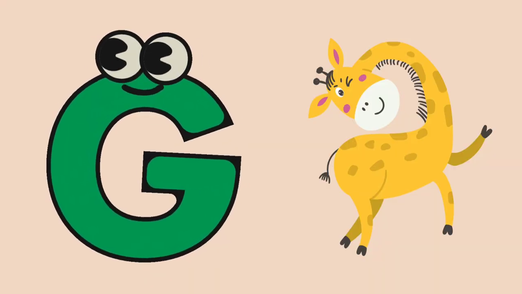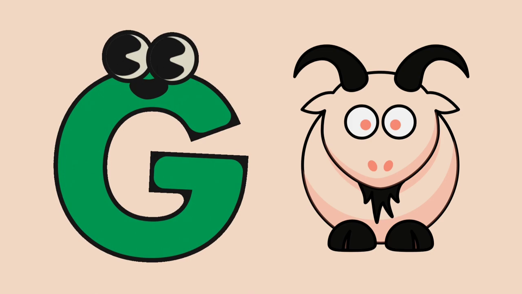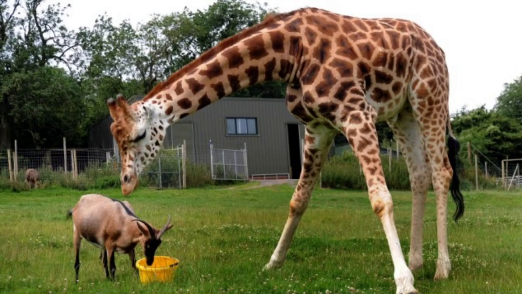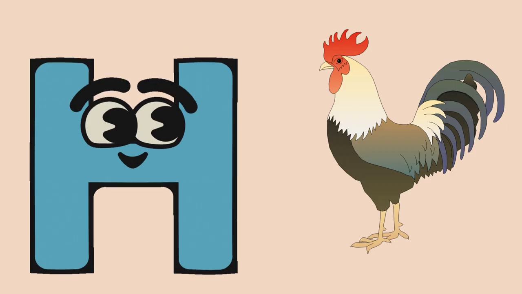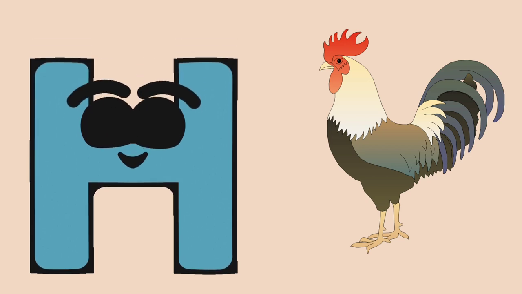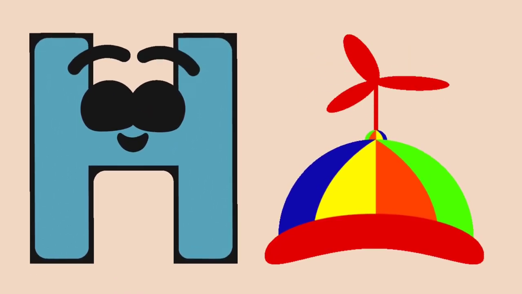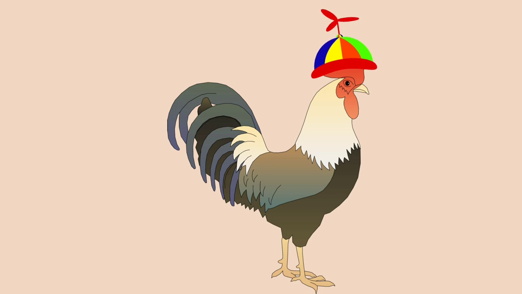G for giraffe, G for goat. Goat is playing with giraffe. H for hen and H for hat. Hen is wearing a hat.